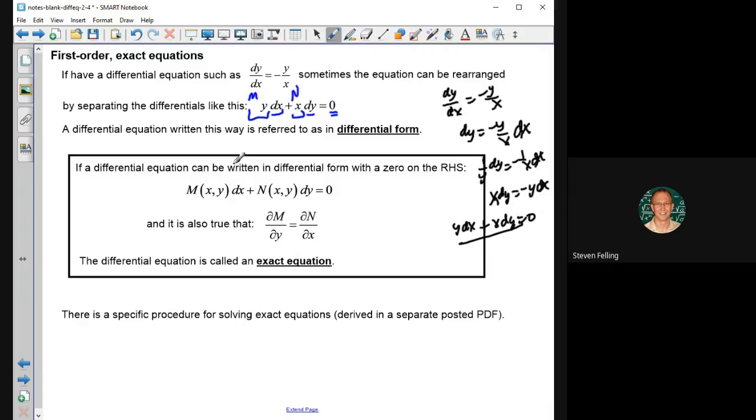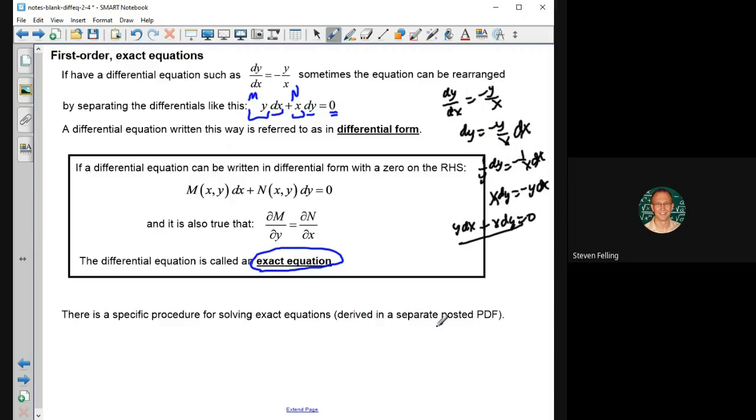And so it turns out that if you can write a differential equation in this form where you have an M function times dx plus an N function times dy equals 0, these functions can be functions of a mixture of x's and y's. And it's also true that the partial derivative of M with respect to y is equal to the partial derivative of N with respect to x. Then the differential equation is called an exact equation. I think the reason why I haven't seen this used as frequently is just that not that many equations are in this form, but when they are, you can use this interesting procedure to solve.